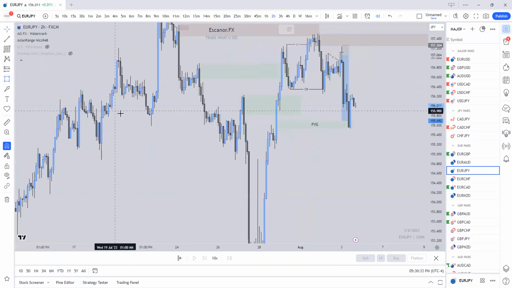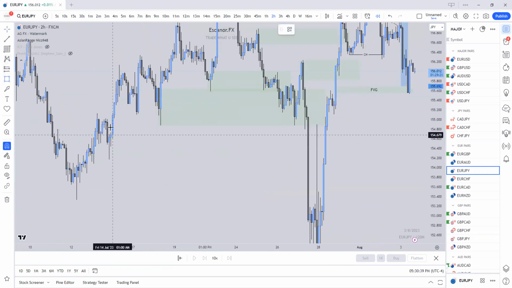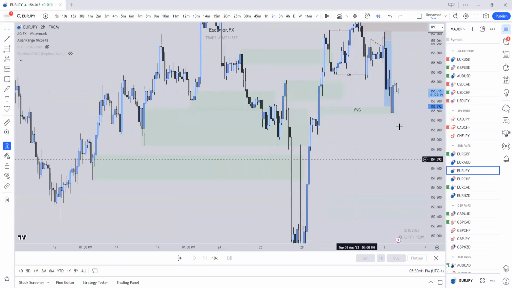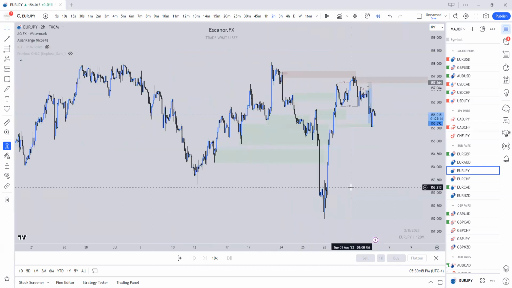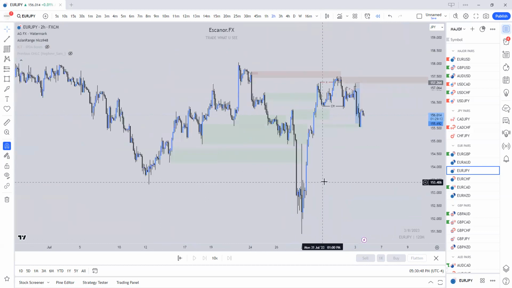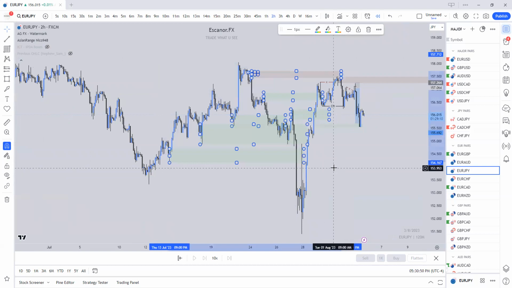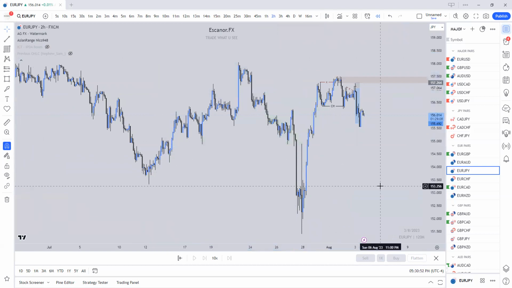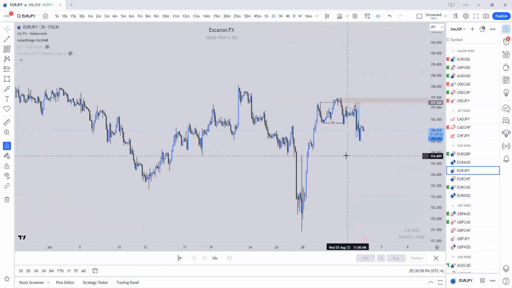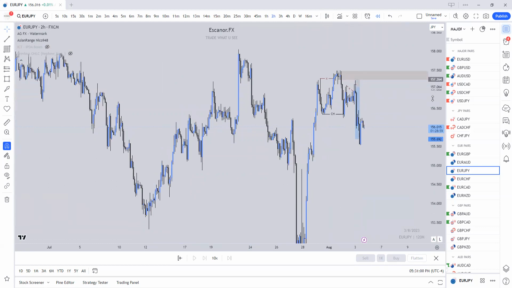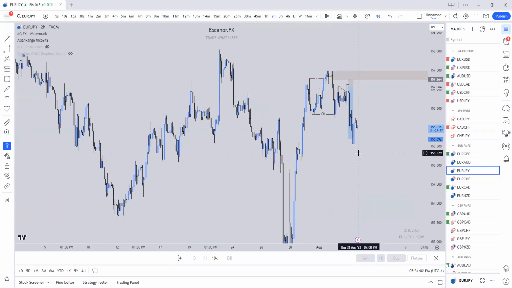So you have this order block here that failed. This order block here failed. This order block here failed. So we don't trade order blocks. We just use it as a tool to take a trade. We just trade liquidity. We need to look for where the liquidity is resting, and you need to have a higher time frame perspective, and then you can use the order block just as a tool or a point of entry.